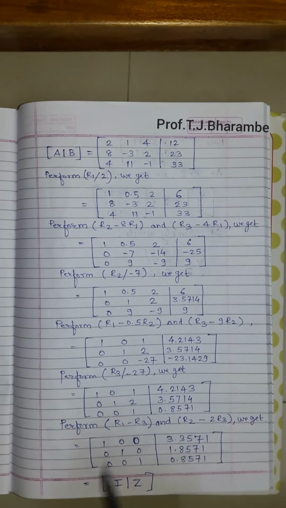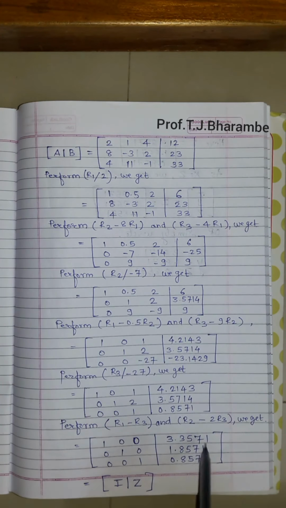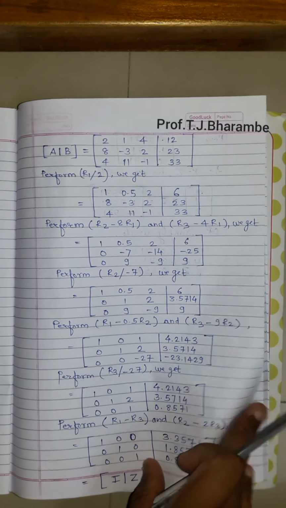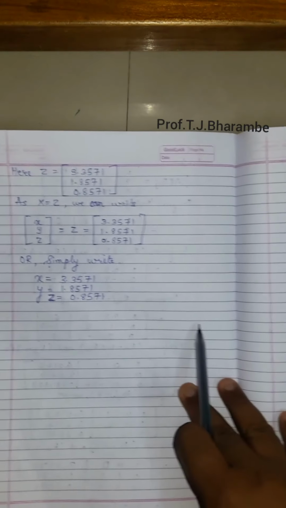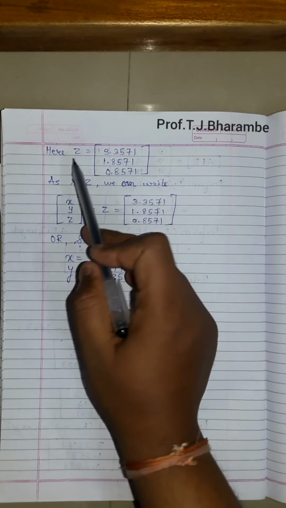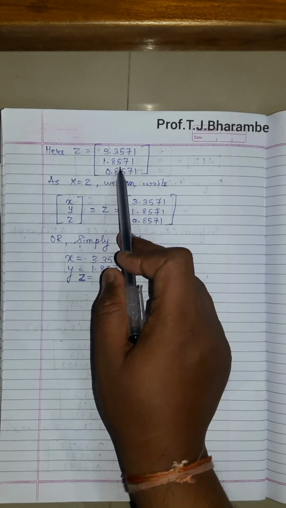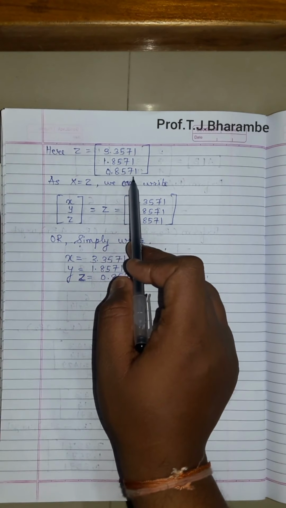So see here, we have converted this given set of equations into an identity matrix, and this is nothing but our solution. This is our identity matrix, that is I, and this is our matrix Z. So we have written here I augmented Z. So see the solution. We can write here Z is equal to 3.3571, 1.8571 and 0.8571.